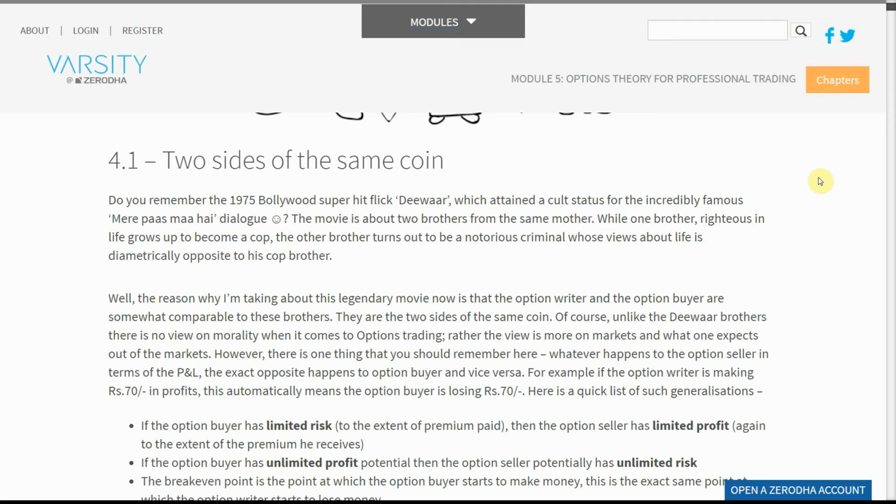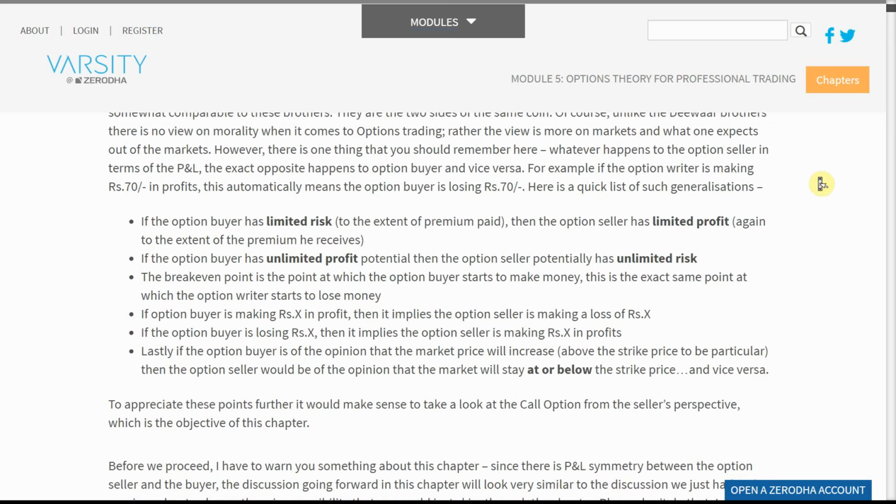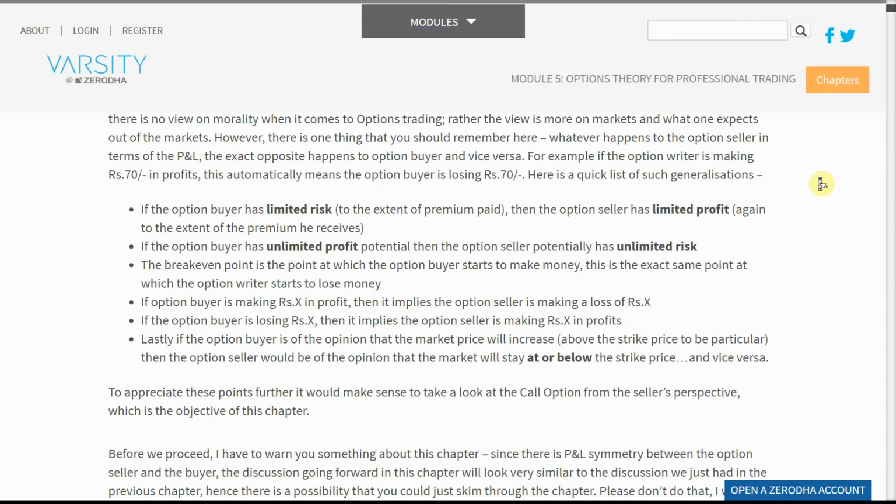If the option buyer has unlimited profit potential, then the option seller potentially has unlimited risk. The break-even point is the point at which the option buyer starts to make money. This is the exact same point at which the option writer starts to lose money. If the option buyer is making Rs X in profit, then it implies the option seller is making a loss of Rs X. If the option buyer is losing Rs X, then it implies the option seller is making Rs X in profits. Lastly, if the option buyer is of the opinion that the market price will increase above the strike price to be particular, then the option seller would be of the opinion that the market will stay at or below the strike price, and vice versa.